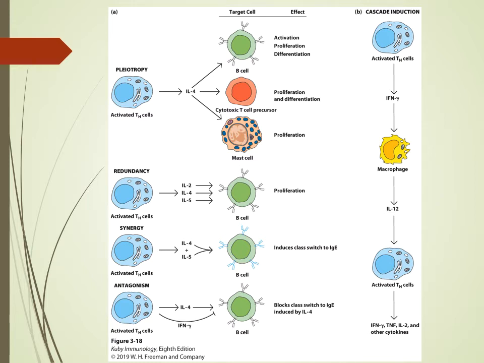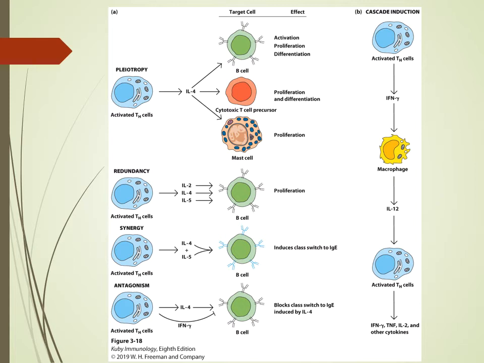For redundancy, again, we have our T helper cell here, and it's going to produce a number of cytokines, and all of those cytokines are going to cause proliferation of the B cell. So we have IL-2, IL-4, and IL-5, but you can think of this as, we really want to make sure this happens, and so maybe this B cell is somehow deficient in IL-4 receptors, and so we want to make sure that it's still getting that signal. You need to proliferate, okay?